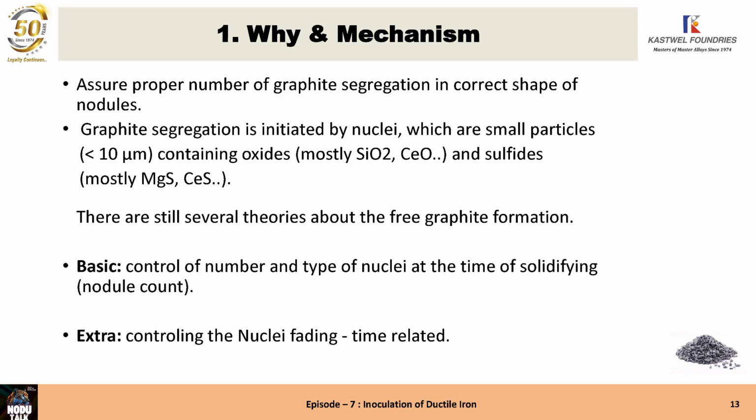But there are still a lot of theories about how the free graphite is formed. We are not going to detail all this because it's a matter we can have months of discussion about. So, basically, we have to control the number and type of nuclei at the time of solidification, because we know that the nuclei will be the start of the nodule.